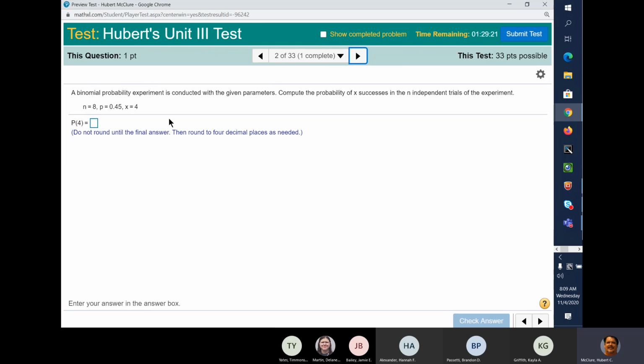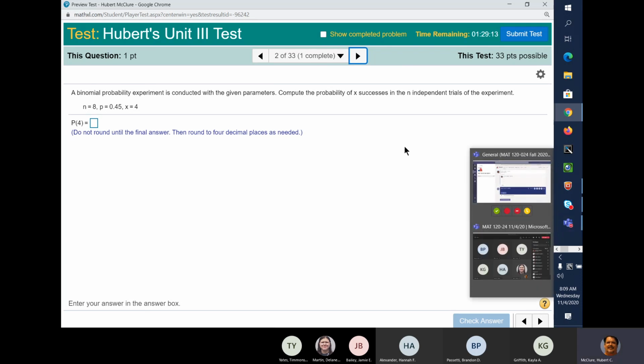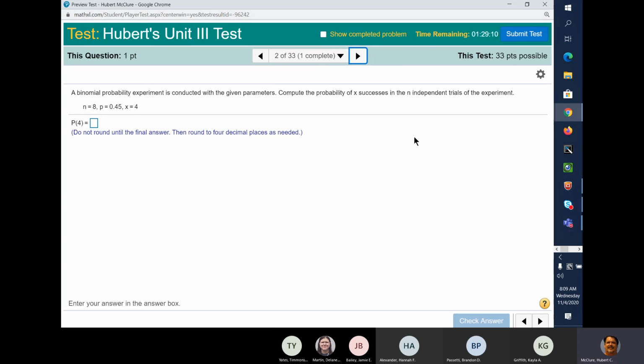All right, here's an NPX. So we're going to pull up our handy dandy calculator. Now, how do I know it's not mean and standard deviation? Because it says compute the what? The probability. Now, it also says a binomial probability experiment. So therefore, you're going to do NPX.